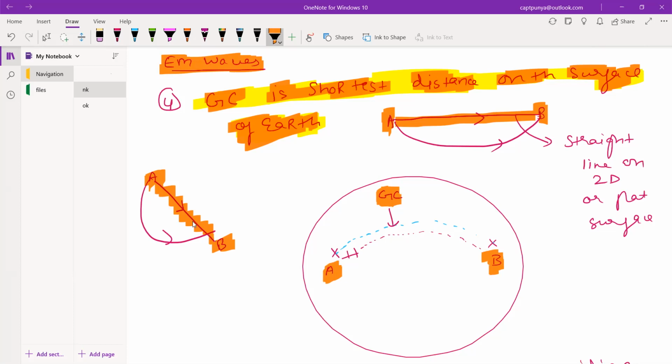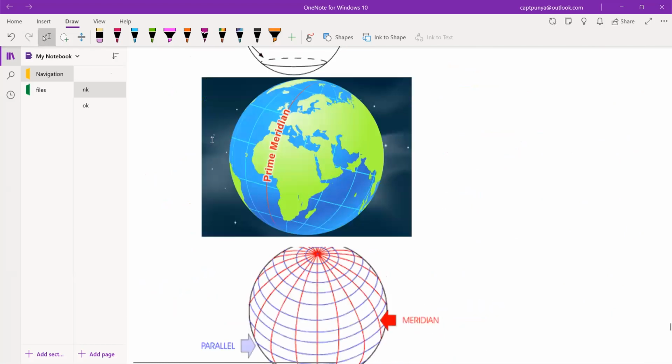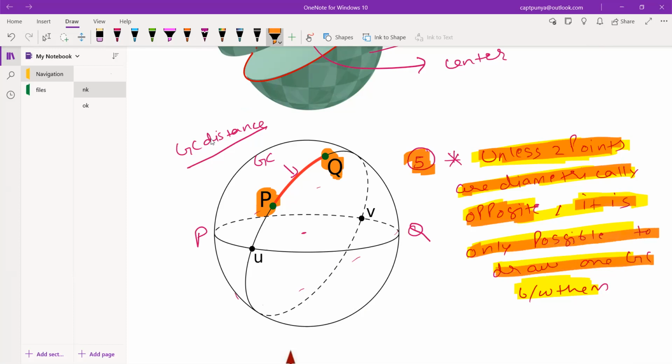हमेशा ध्यान रखना एक चीज, कोई भी दो पॉइंट होंगे, like I have told you here, any two points, for example your point P and your point Q, one great circle will be passing through these two points for sure. And have a look here at the fifth point. Unless the two points are diametrically opposite to each other, it is only possible to draw one great circle between them.